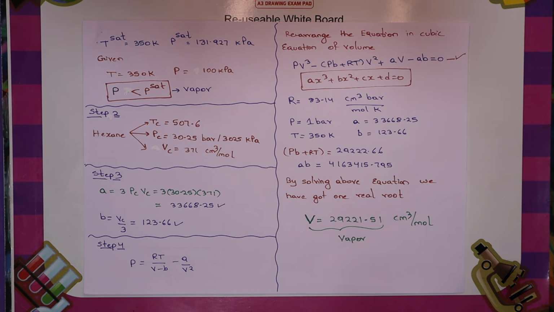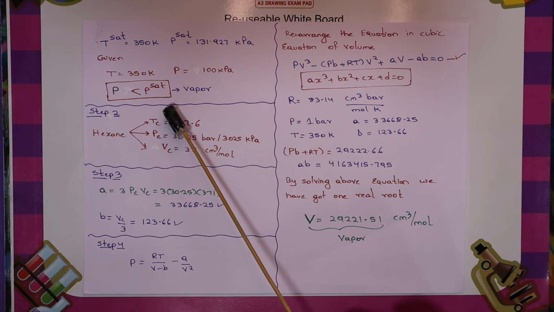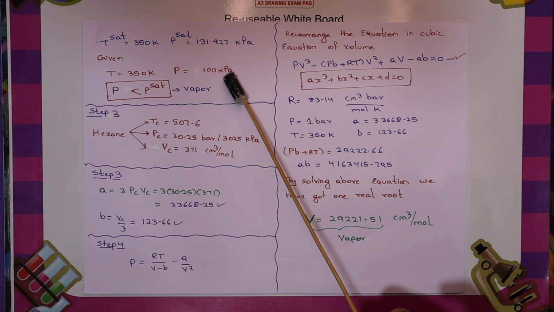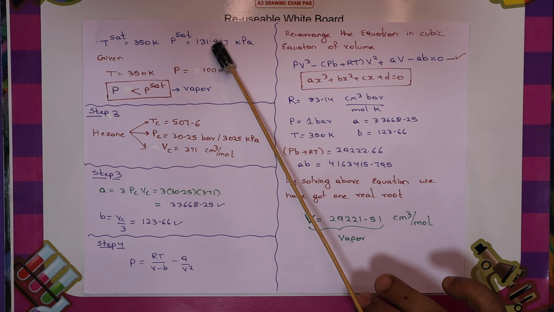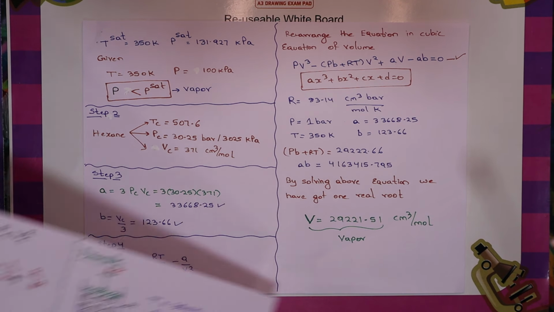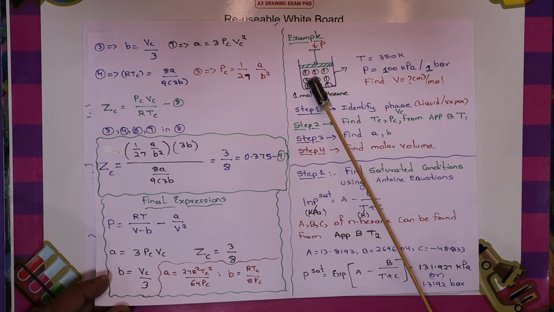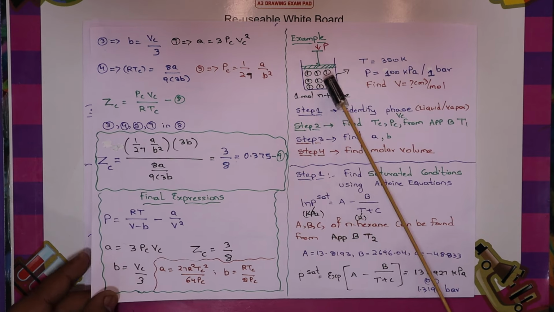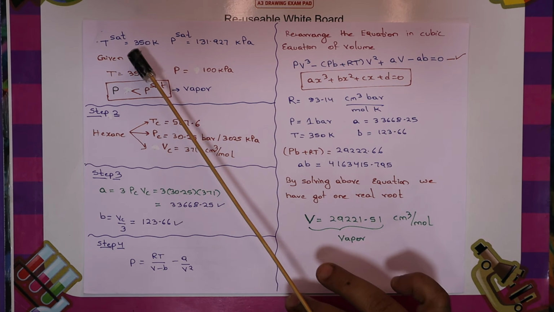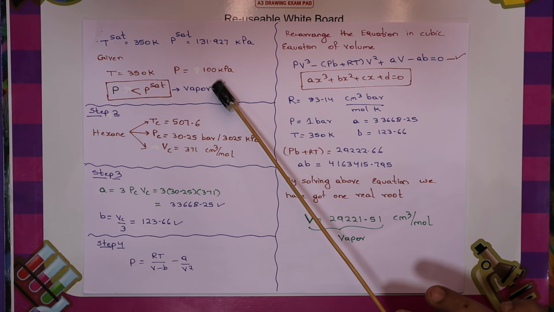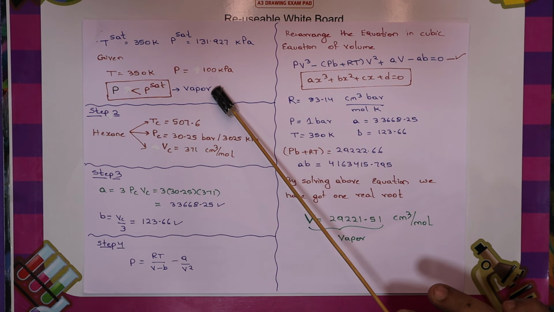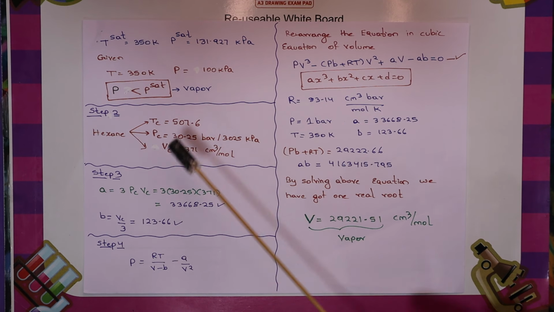Tsat is 350 and Psat is 131, but the given conditions are 350 and 100. So the given pressure is lower than the saturation pressure as per the Antoine equation. That means the n-hexane in this chamber is likely in vapor form, because when pressure is less than the saturation pressure at this temperature, it is a vapor. So whatever volume you estimate using the van der Waals equation of state is the vapor volume.